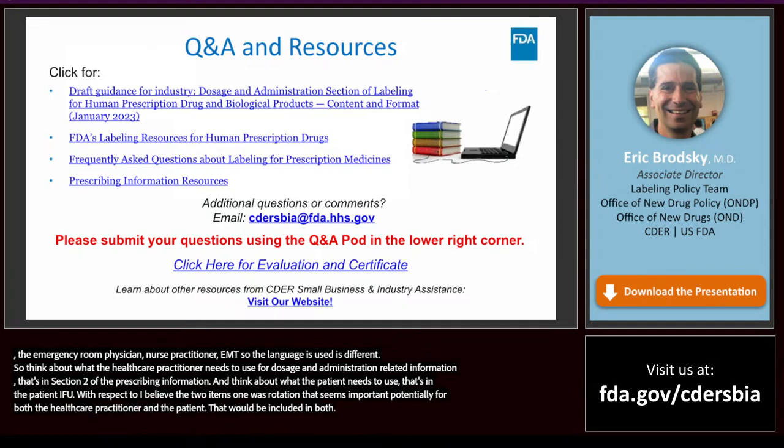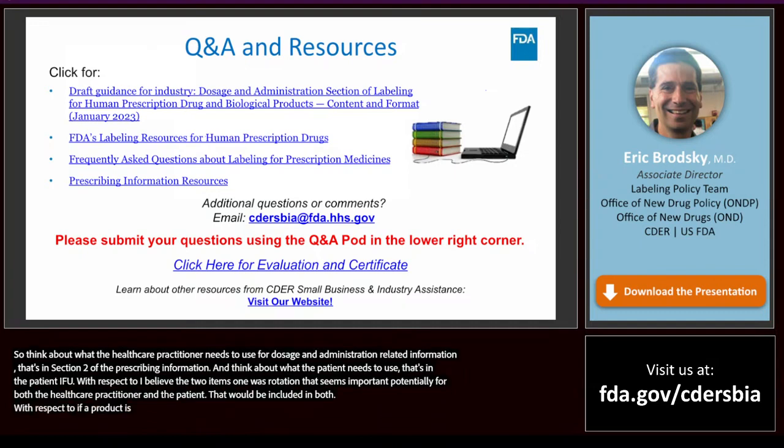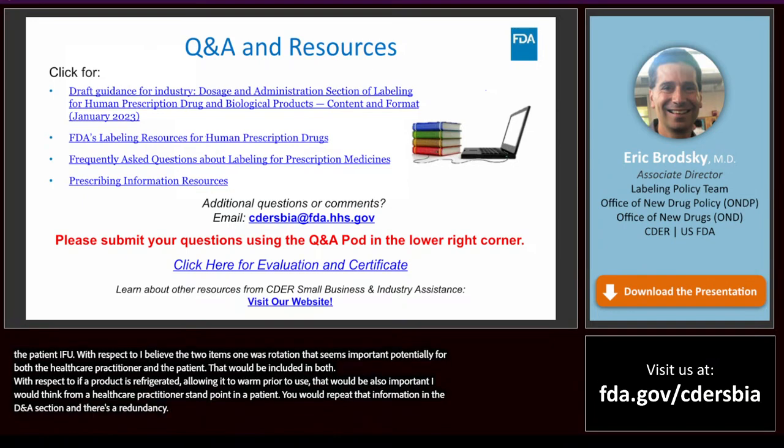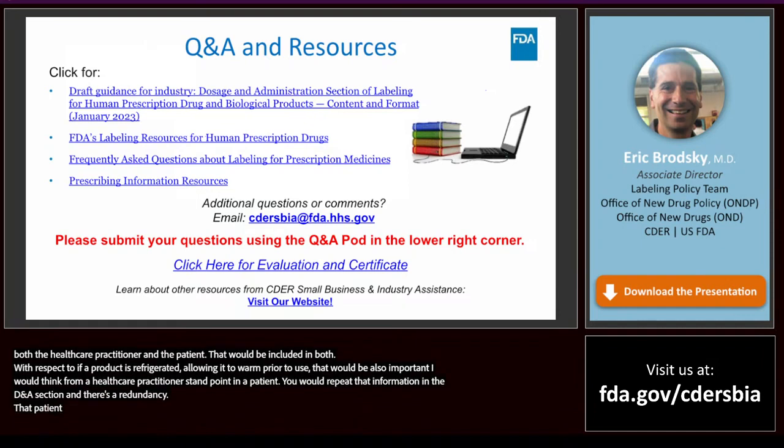With respect to if a product is refrigerated, allowing it to warm prior to use, that would also be important, I would think, from a healthcare practitioner standpoint and a patient. So you would repeat that information in the DNA section and the patient IFU. And there is a redundancy. The patient IFU is based upon the DNA section. It also has additional pictures, diagrams that can be helpful for patients to use.